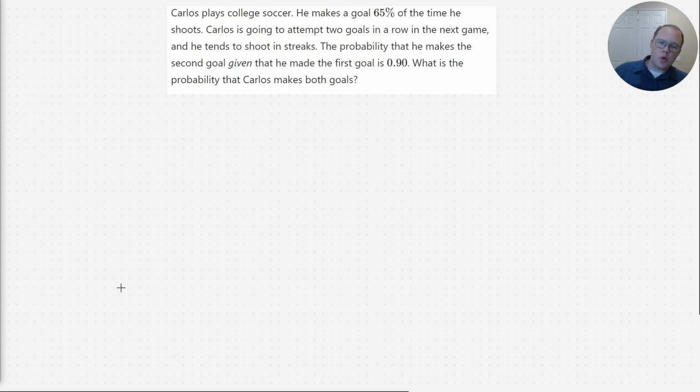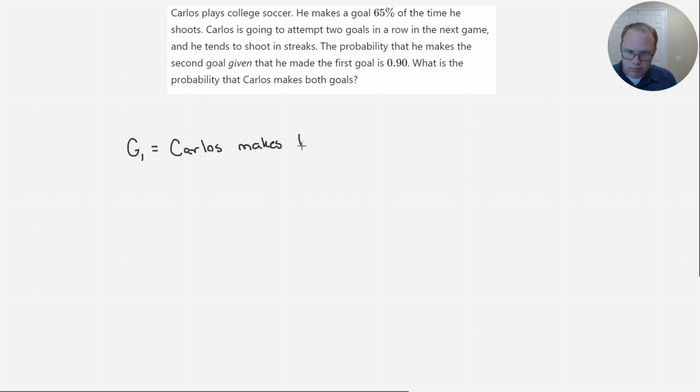Okay, so the first thing we're going to do is talk about the 2 events we're interested in. We'll call G1 the event where Carlos makes the first goal. And event G sub 2 is the event where Carlos makes the second goal.